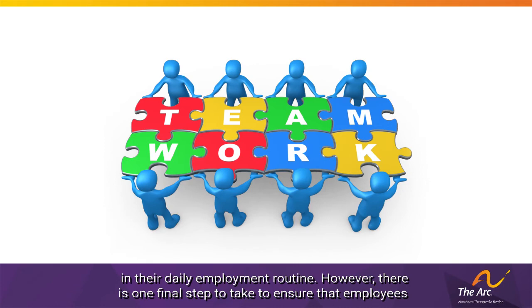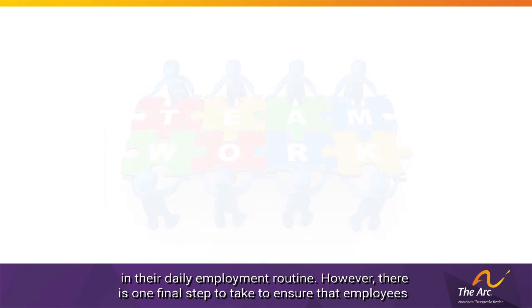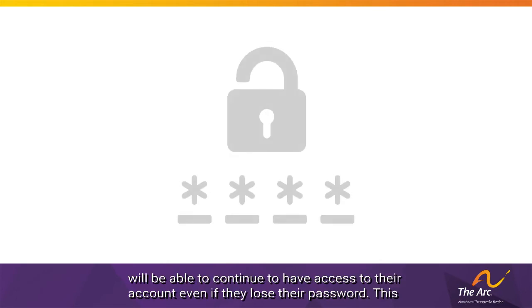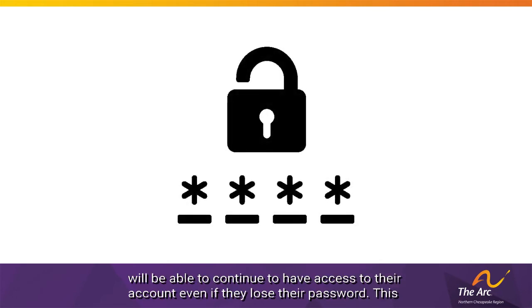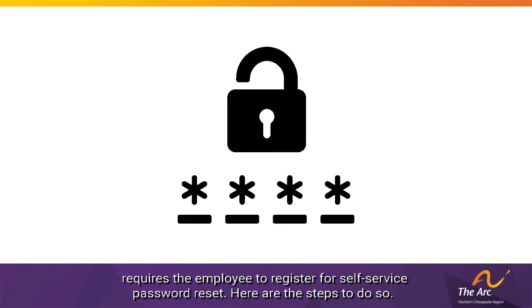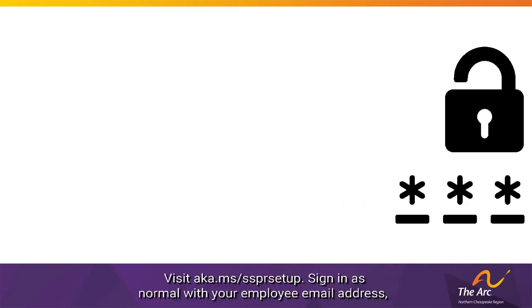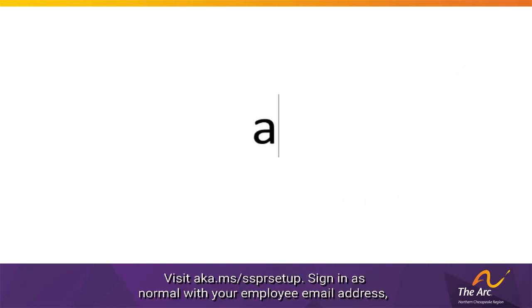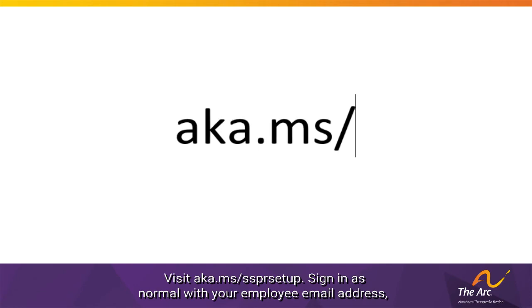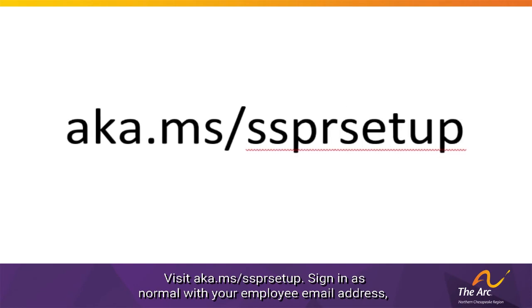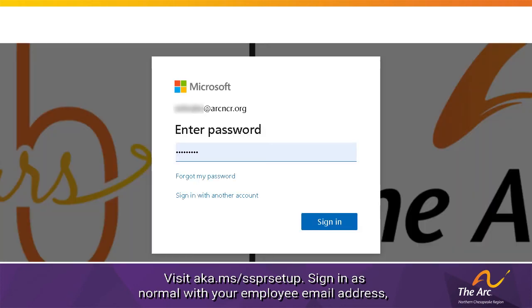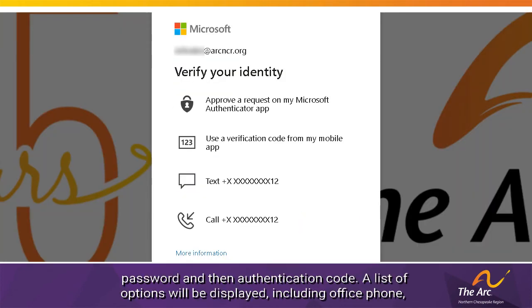However, there is one final step to take to ensure that employees will be able to continue to have access to their account even if they lose their password. This requires the employee to register for self-service password reset. Here are the steps to do so. Visit aka.ms/SSPR setup. Sign in as normal with your employee email address, password, and then authentication code.